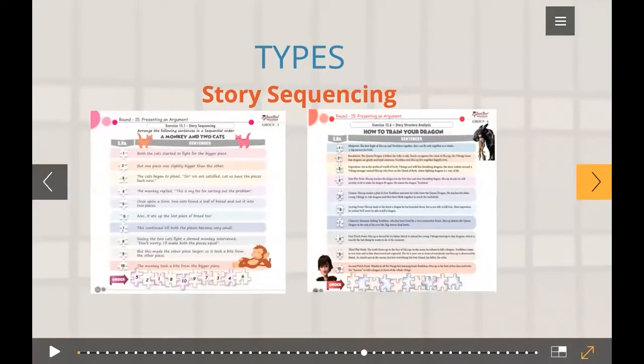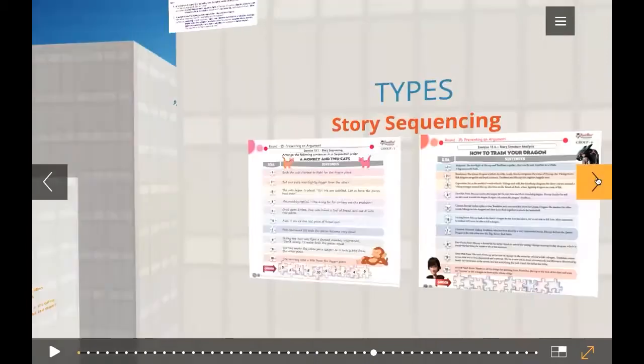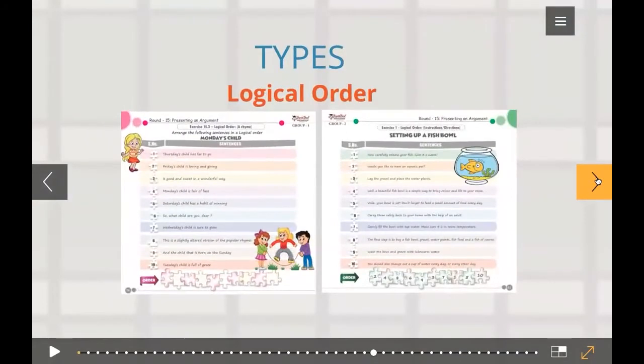So these are the different types. Story sequencing order. For a younger grade, it would be a very simple story about a monkey and two cats who quarrel over a piece of bread. For an older grade student, it would be about organizing the story structure. For example, we have here the story of How to Train Your Dragon. This is one type, story sequencing, and there is logical order, a rhyme for a younger kid called Monday's Child, which proceeds through the days of the week. After Monday comes Tuesday, Wednesday, Thursday, in that order. And for group 2, that's grade 2 students, you have setting up a fish bowl. What are the steps that you logically progress through?